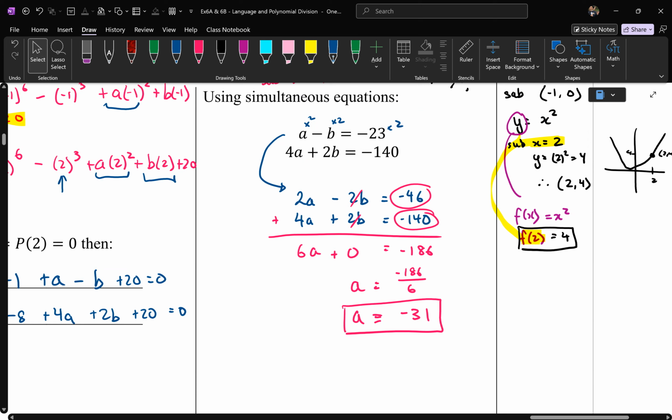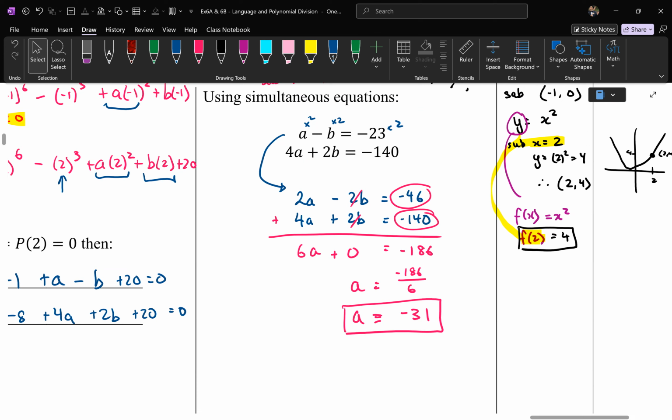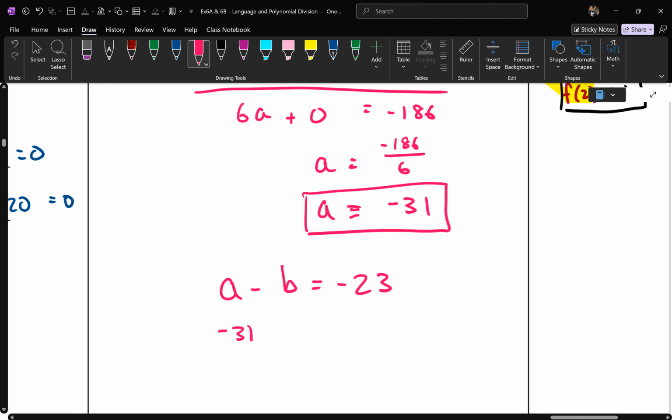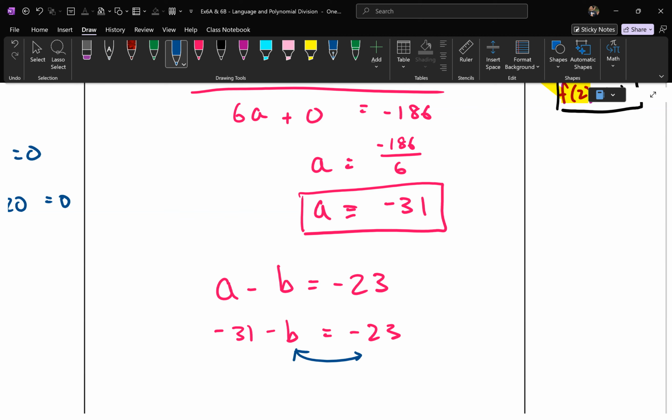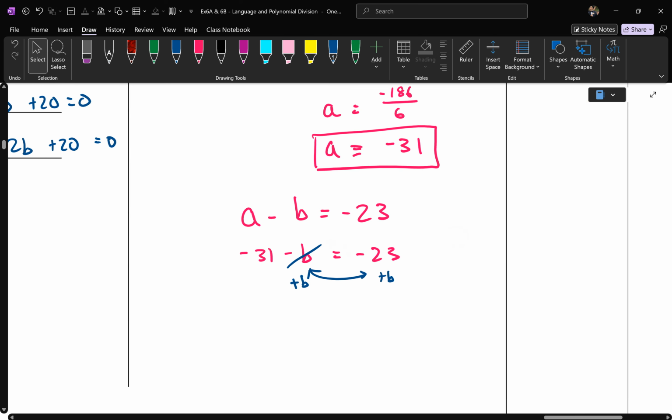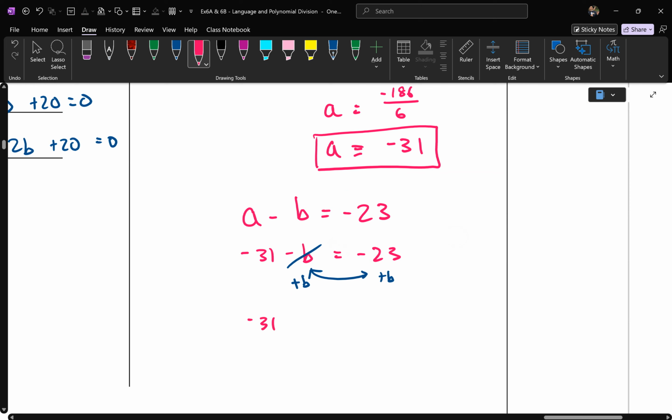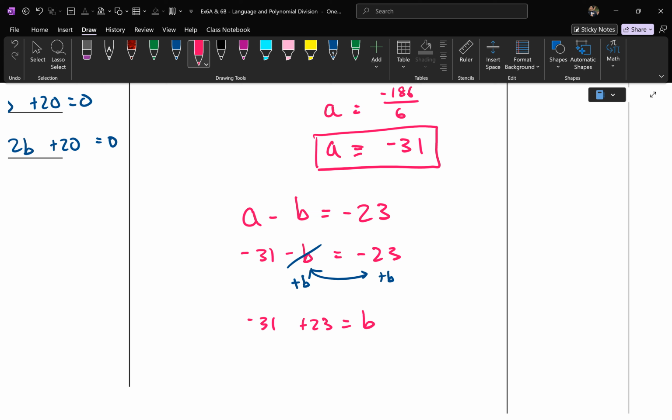But if you know A, you can find B, because the first equation already told you A minus B has to equal negative 23. So A minus B is meant to equal negative 23. If A is negative 31, you can move the B's across if you want, that makes it easier. Plus B on both sides. And you will get negative 31 plus 23 should equal B. Therefore, B must equal negative 31 plus 23, and that's a difference of 8. Negative 8. There you go.